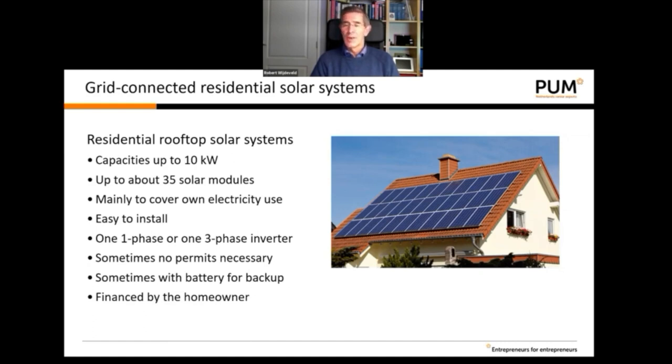You normally have one inverter, and it can be either a one-phase solar inverter for small systems or a three-phase inverter for bigger systems, but bigger is, say, about 10 kilowatts. Normally you don't need any permits to put this on the roof. As said before, sometimes you can have it with a battery for backup, and it's financed by the homeowner. So the owner of the house will also buy this solar system.